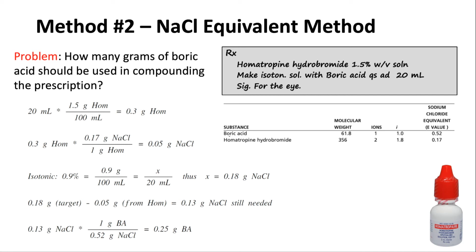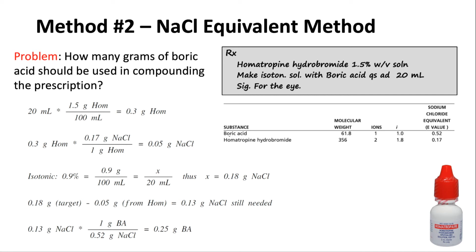So let's take our target of 0.18 grams and subtract the amount of sodium chloride equivalent I'm getting from my homatropine, which we calculated to be 0.05 grams. I subtract that and see that the difference between those two is 0.13 grams of sodium chloride. That's the amount of sodium chloride I would still need to add to my 20 milliliters to make it isotonic. Now, unlike our previous example for sodium chloride equivalents, we are not going to use sodium chloride to make up the difference. We want to use boric acid. So what I need to do is determine the amount of boric acid that's equivalent to the 0.13 grams of sodium chloride that I need.